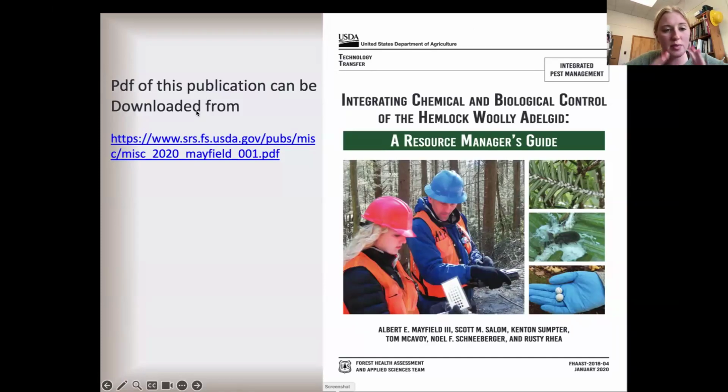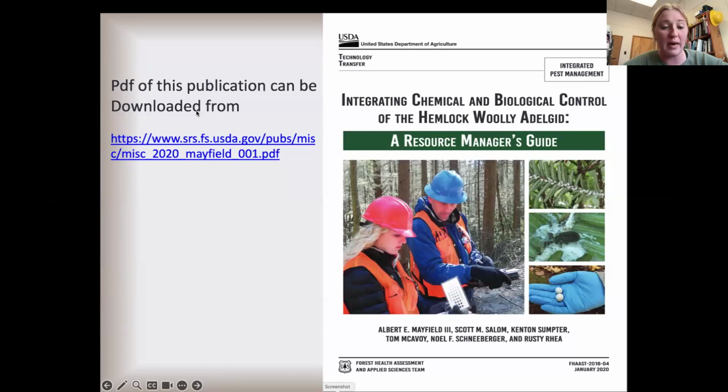It kind of encompasses the whole IPM tactic that we're all leaning towards, right? Because chemical control is not going to work solely at the forest stand level. It may work in your backyard, but it's incorporating that chemical control and the biological control.